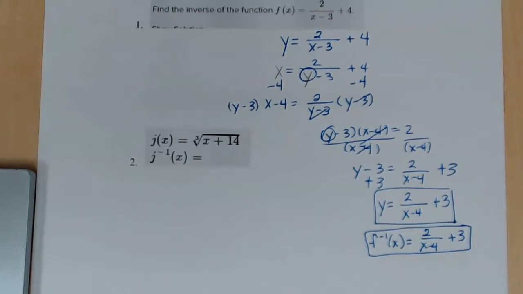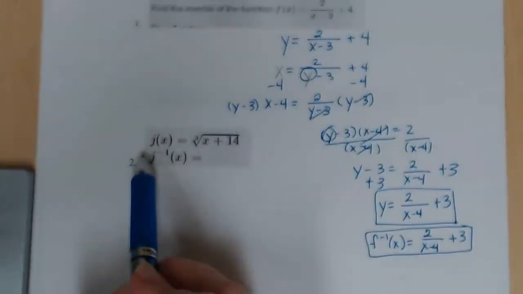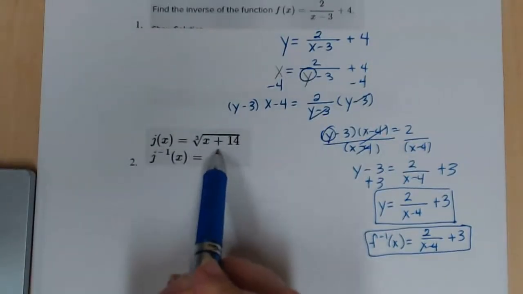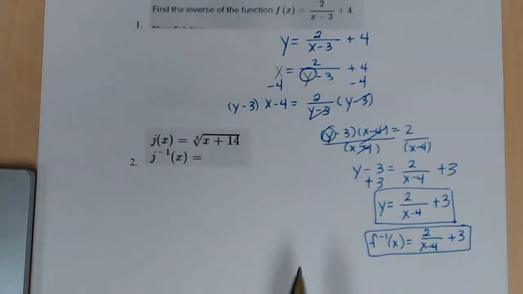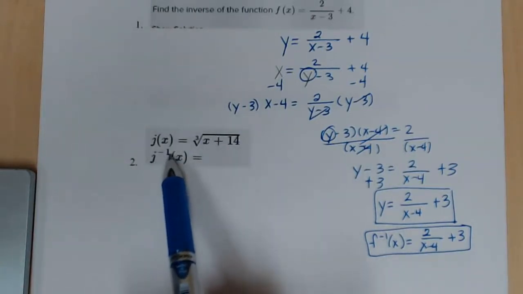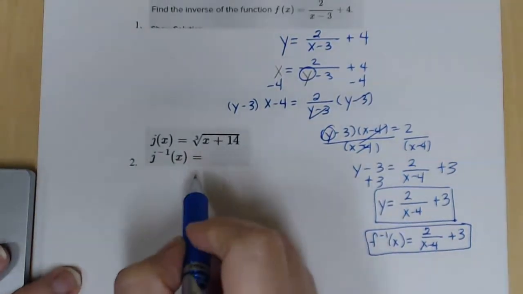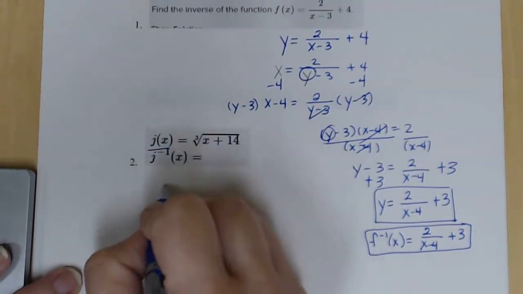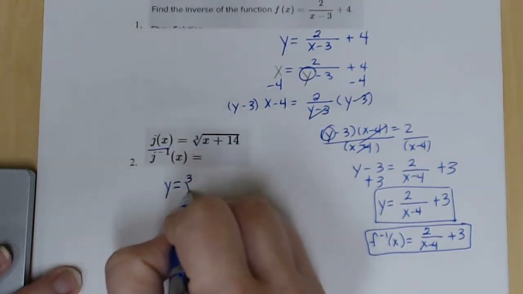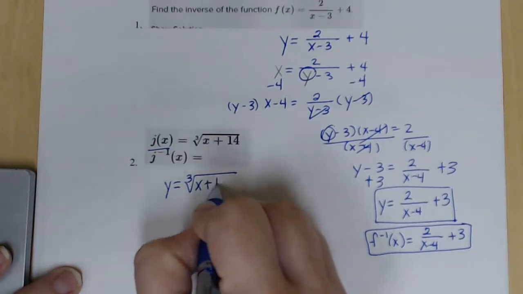Now let's do another one. So all it says is j of x is equal to the cube root of x plus 14. They want us to find j inverse. See, no words, just notation. That's your instruction. So first thing, I'm going to replace f of x, or in our case, j of x, with y. So I'm going to say y equals the cube root of x plus 14.